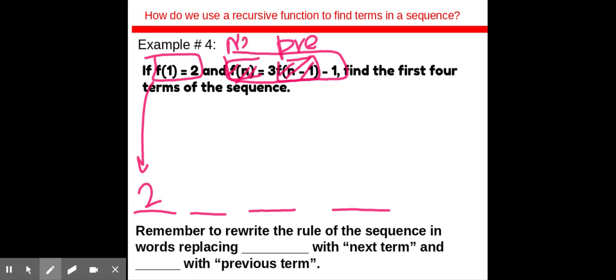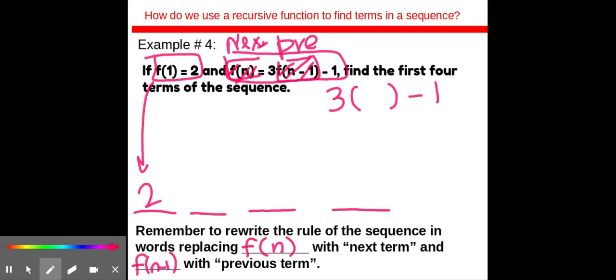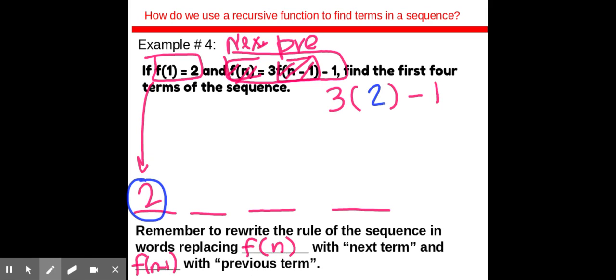Now, this notation looks a little crazy, but this is why it's a recursive sequence. It's just, like I said, trying to interpret a foreign language. So our next term is f of n, if you want to fill that in, and then our previous term is f of n minus 1. All right, so now that we have 2 as our first term, we're going to take 3, multiply it by the previous term and subtract 1 to get to the next term. And what did we say the previous term was? It was 2 in this case. So we're going to take 2, multiply it by 3, subtract 1, and we get 5.